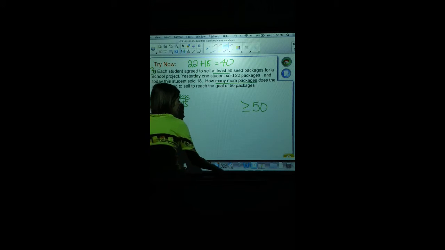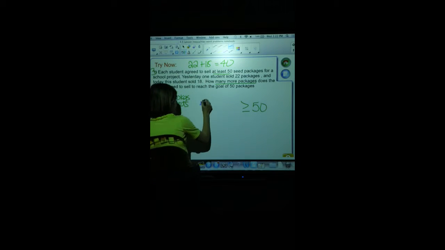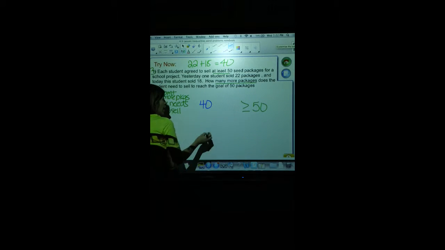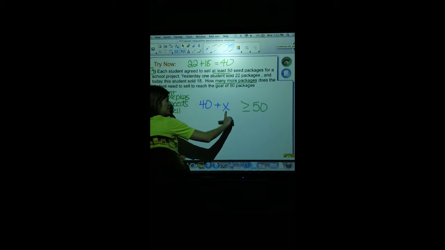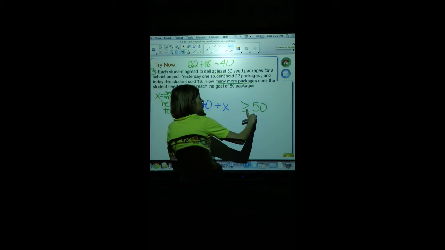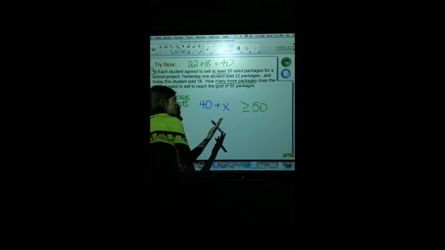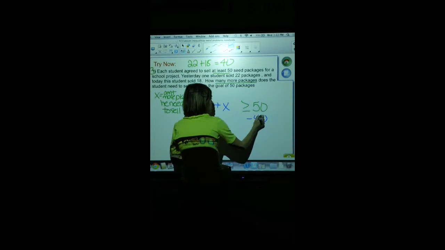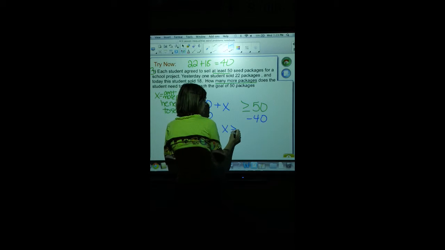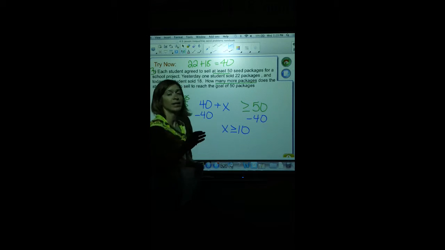All right, so I know he sold 40. I'm going to add x, how many more he needs to sell, to get me to at least greater than or equal to 50. Nice, easy question to solve. So we subtract 40 from both sides. So this student then needs to sell 10 or more in order to reach his goal.